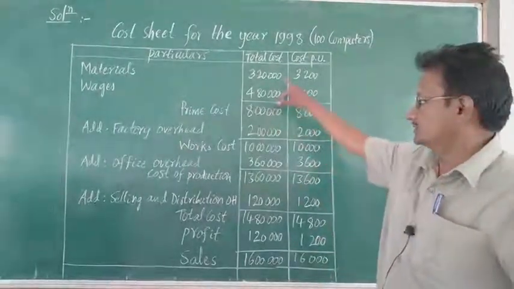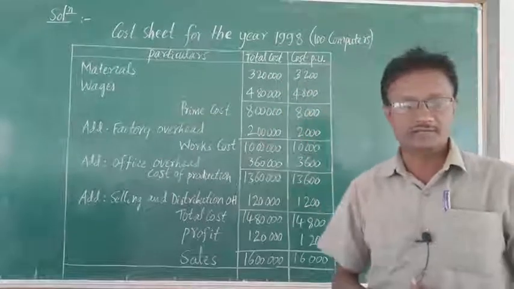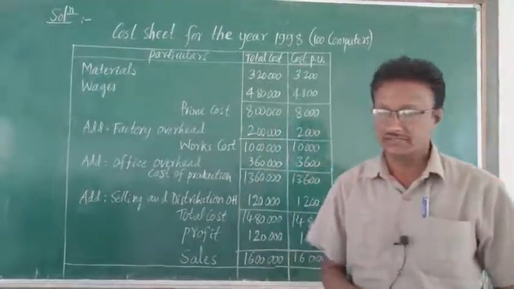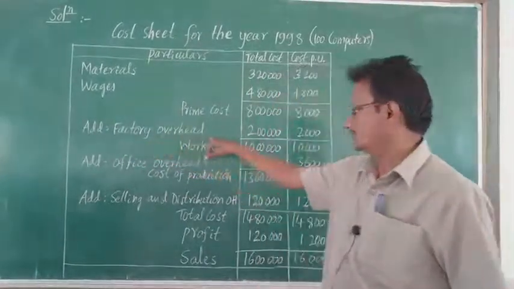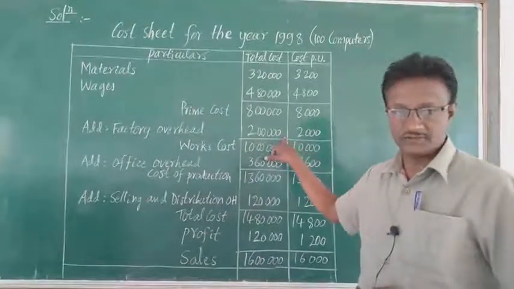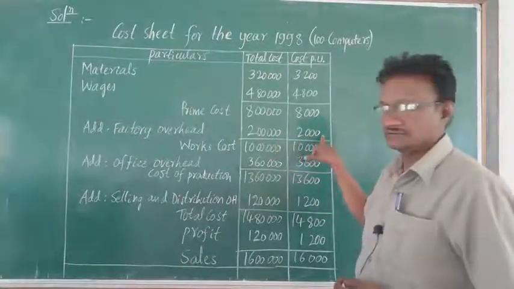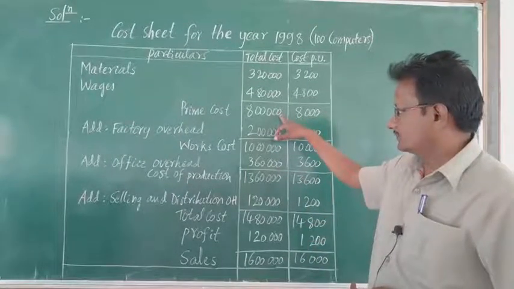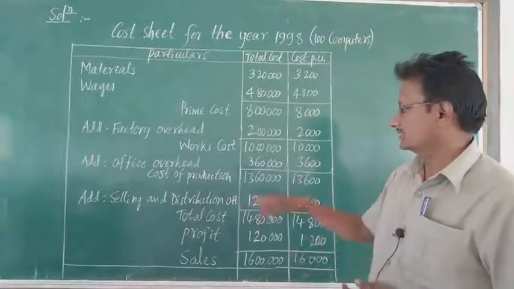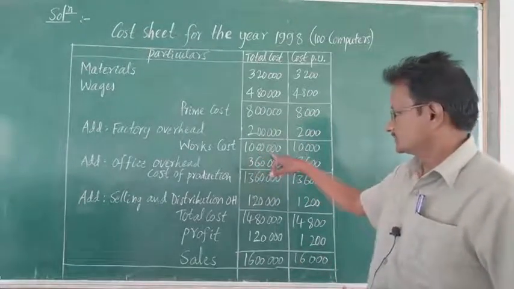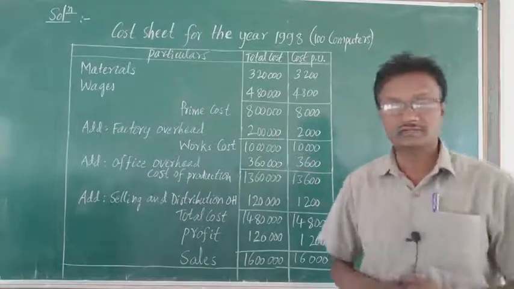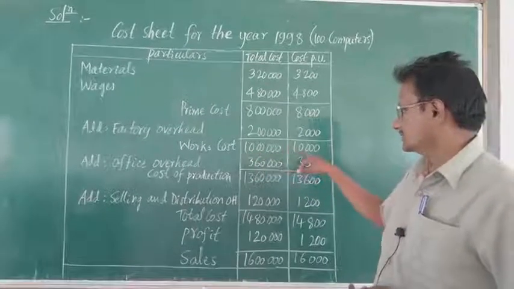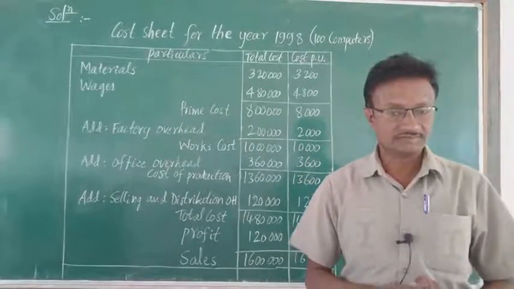The total of these two items is called prime cost. Next, we have to add factory overhead. So add factory overhead, 2 lakh rupees given in the problem. Per computer it is 2,000 rupees, and the total of prime cost and factory overhead is 10 lakh rupees. So by adding factory overhead to the prime cost, we get works cost, that is 10 lakh rupees total, and per computer it is 10,000.